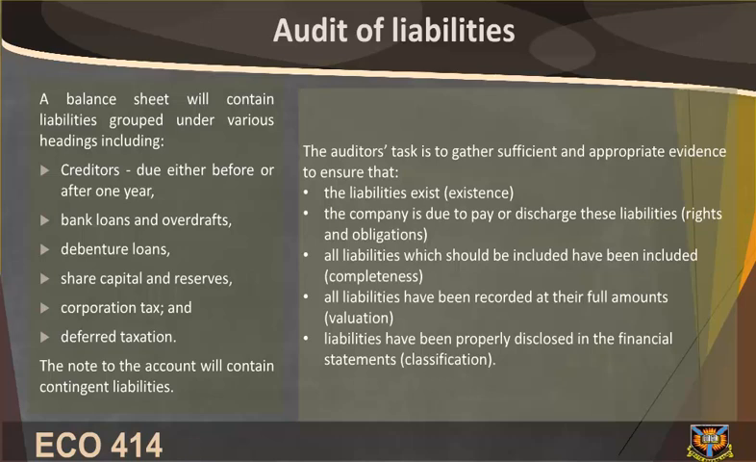The auditor's task is to gather sufficient and appropriate evidence to ensure the liabilities' existence. The company is due to pay or discharge these liabilities: rights and obligations. All liabilities which should be included have been included: completeness. All liabilities have been recorded at their full amounts: valuation. Liabilities have been properly disclosed in the financial statements: classification.